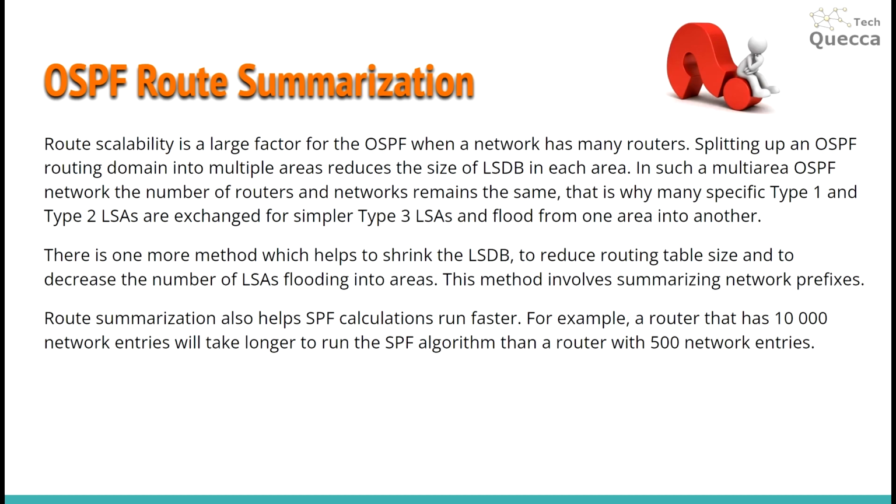There's one more method which helps to shrink the LSDB, reduce routing table size, and decrease the number of LSAs flooding into areas. This method involves summarizing network prefixes, or route summarization. Route summarization also helps the SPF calculation run faster. For example, if you have a router that has 10,000 network entries, it will take longer for this router to run the SPF algorithm than a router which has 500 network entries.